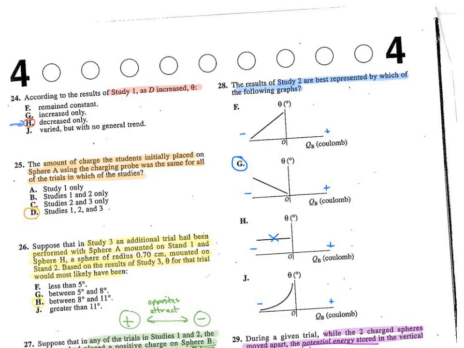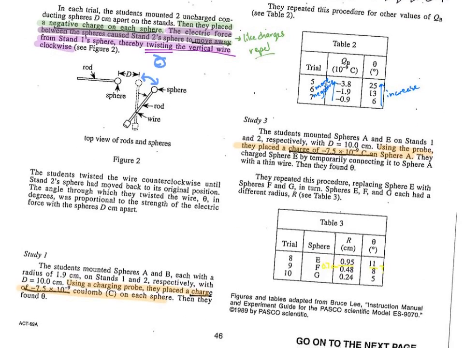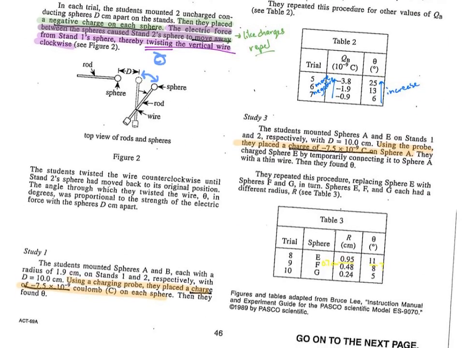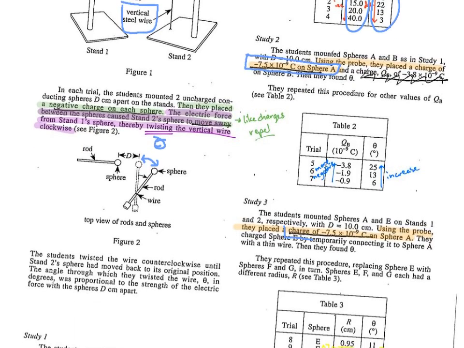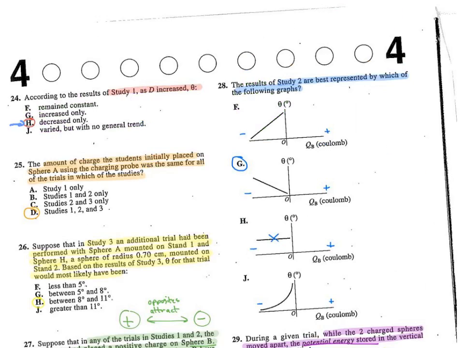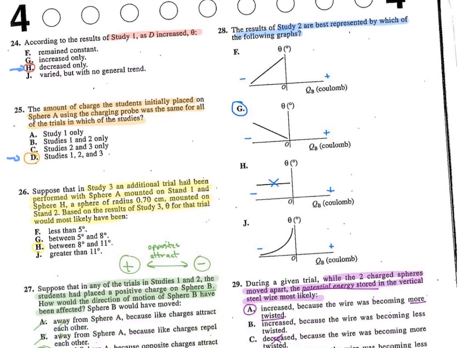For 25, the amount of charge the students initially placed on sphere A using the charging probe was the same for all the trials in which of the studies. So we need to see where the charge on sphere A was the same. Well, they put a charge of negative 7.5 times 10 to the 9th coulombs on the sphere for study 1. They did the same on sphere A for study 2, and they also did that same charge for sphere A on study 3. So all studies had that same charge. The answer for 25 was D.